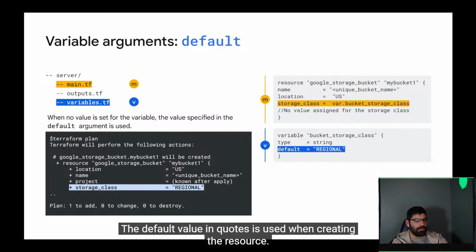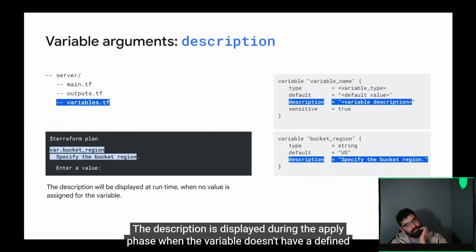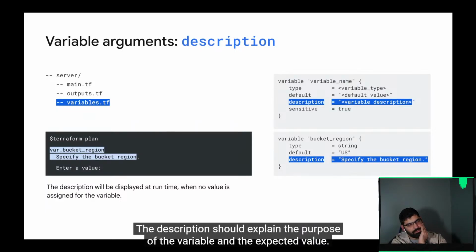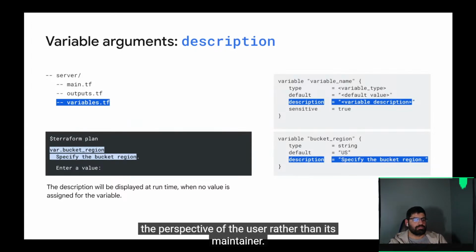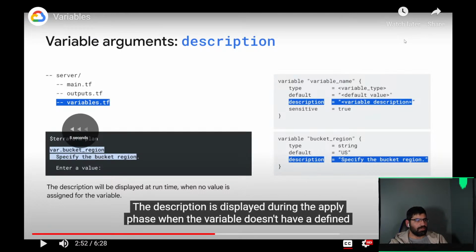The default value in quotes is used when creating the resource. The description documents the purpose of the variable. The description is displayed during the apply phase when the variable doesn't have a defined value. The description should explain the purpose of the variable and the expected value. The description string is often included in documentation, so it should be written from the perspective of the user rather than its maintainer. The description is an interesting one to have.